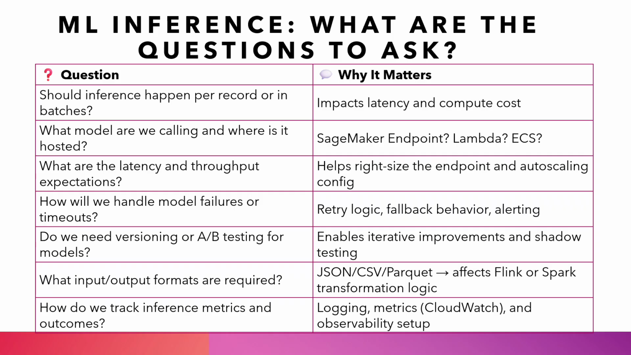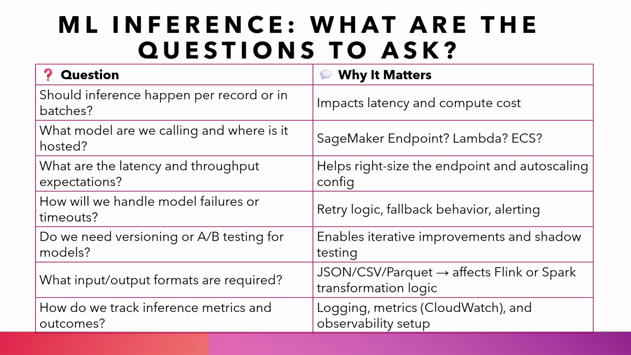Next is what our latency and throughput expectations are. When streaming data, we need to know the desired latency and the inference throughput we can expect. This information will help us size the ML endpoint correctly, decide what instance to use for the endpoint, and maybe also configure auto scaling to handle any spike and burst of data.